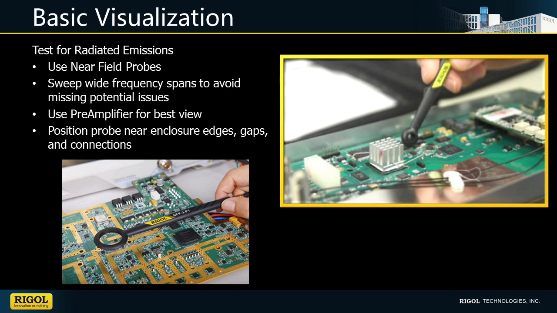One of the keys is to make sure we position our probe near edges of the enclosures, gaps, connections, things that might act as antennas for our radiated emissions. Let's go ahead and take a look at a quick video on this.